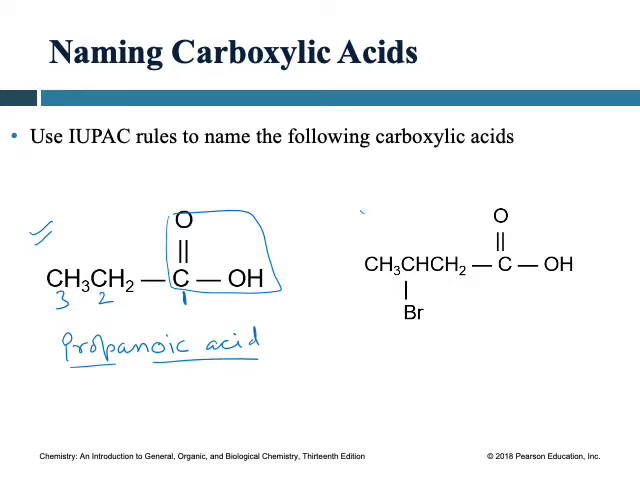Right. So let's do the second one. Again, give the priority to the carboxylic acid carbon, then 2, then 3, then 4. So I can write 3 bromo, and then we have 4 carbon altogether, so 4 is butane, but because this is a carboxylic acid, butanoic acid. So this is the name of this organic compound that contains the carboxylic acid, 3 bromo butanoic acid.